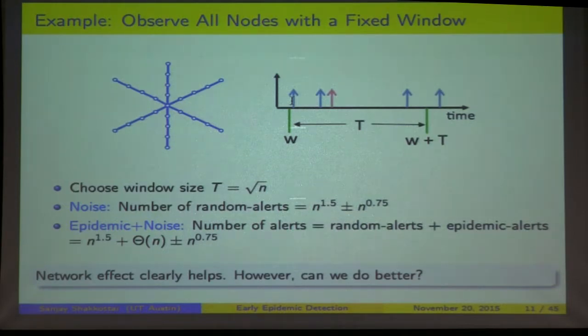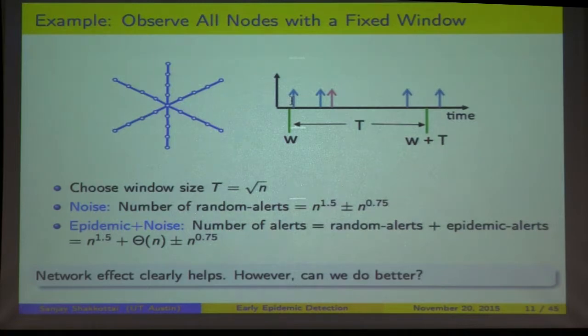If I choose a time root n, how many blue blips will I see? Well, there are n nodes in the graph, each one being measured for root n amount of time. That's my time window, which means there's n times root n expected number of blips, because the baseline is all Poisson. So I see n to the 1.5 random alerts. And because of the standard deviation, there will be the square root of that. So you'll see n to the 1.5 plus or minus n to the 0.75 blips.